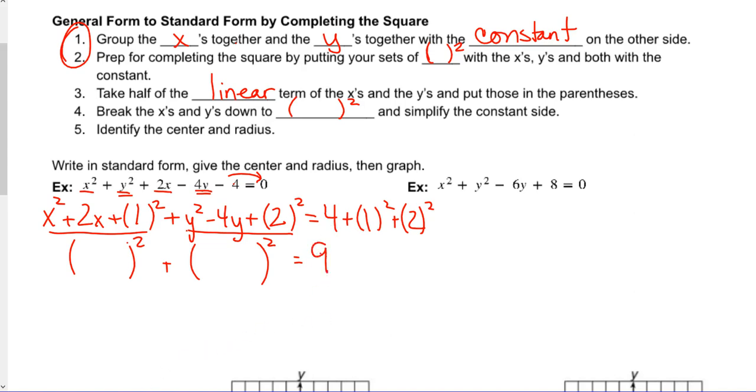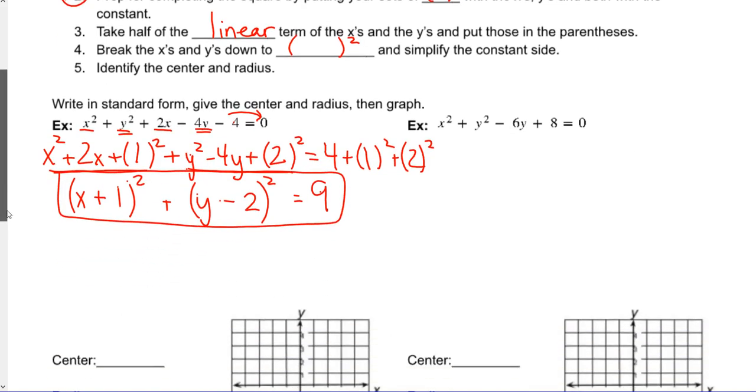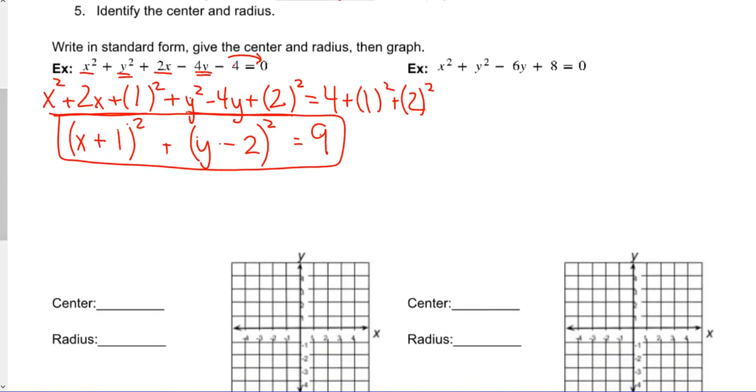That should be the easy part. Now on the left-hand side, remember when completing the square, we take one of these, we take one of those, and the front sign matches. We take one of these, we take one of those, and the front sign matches. So what I now have is a standard form for my circle that I started with in general form, taking it down to standard form.